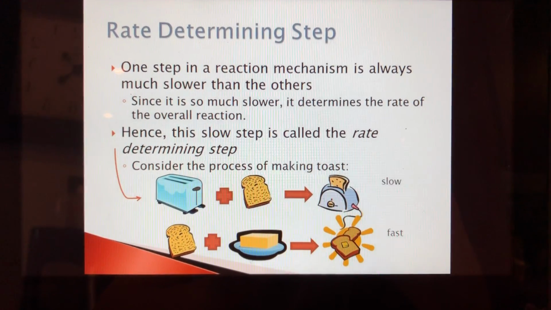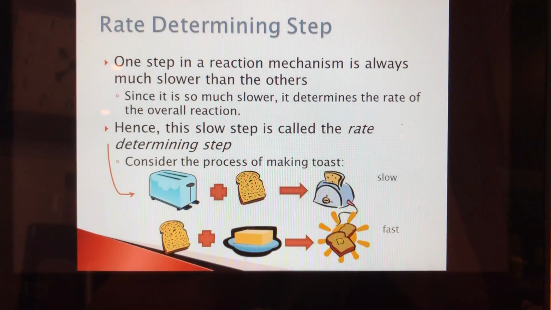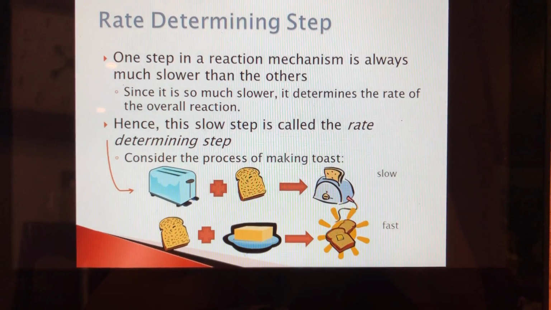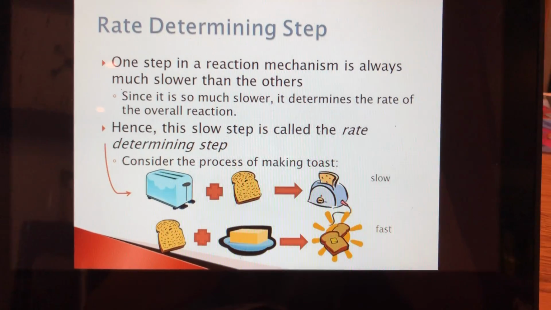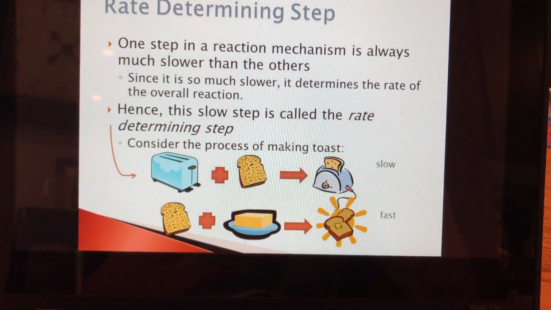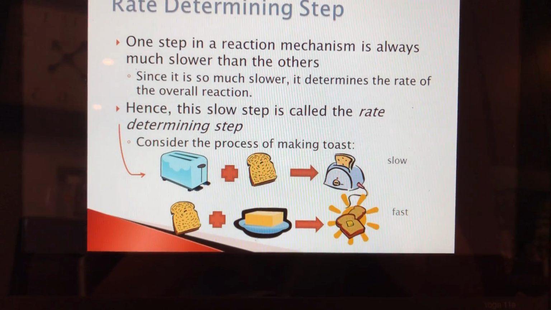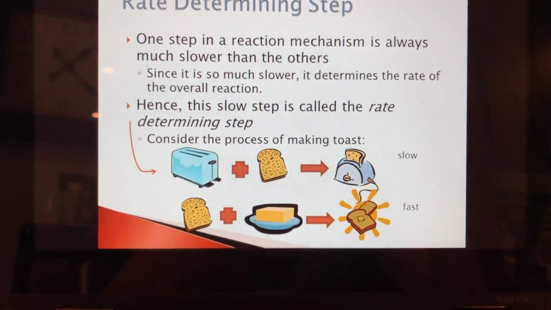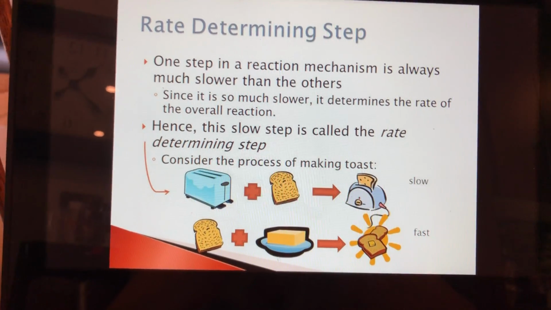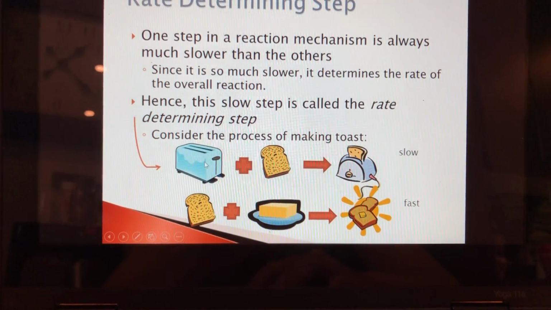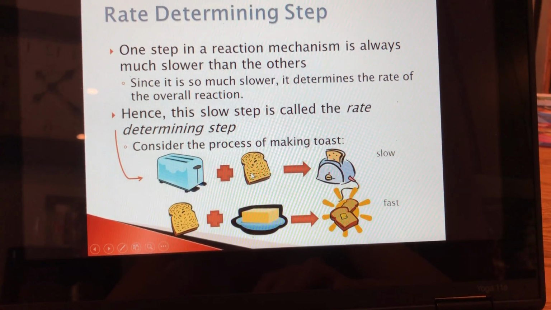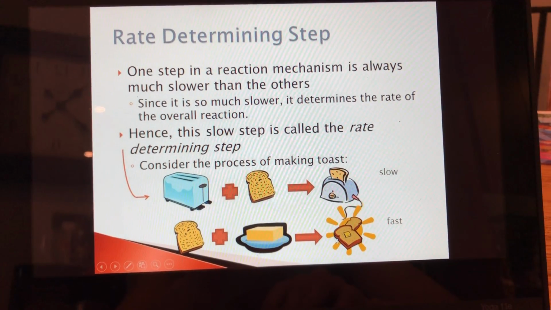So one step in your reaction mechanism is always much slower than the others. Since it is much slower, it determines the overall rate of the whole reaction. An analogy to this is making toast. You cannot butter your toast until the bread comes out of the toaster.